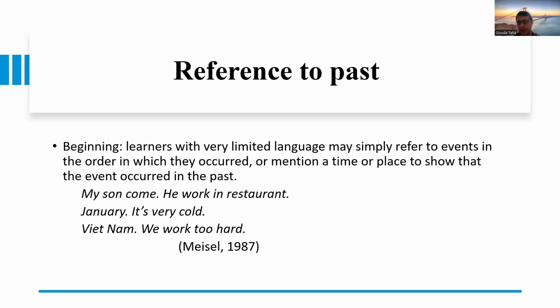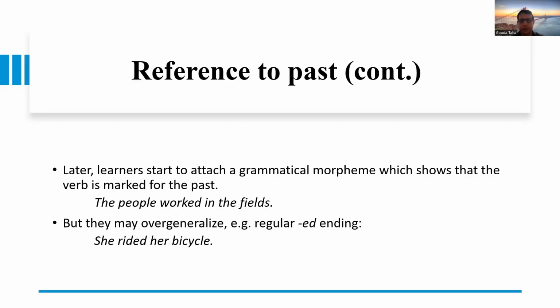Now we're in March, let's say, but they say January, and it's an indicator to you that they are referring to something back in time. Or "Vietnam, we work too hard," like the war of Vietnam. And that's why they are referring back: they are using one word or one time point that indicates to you that they are referring to some past action, past event, or a past point in time.